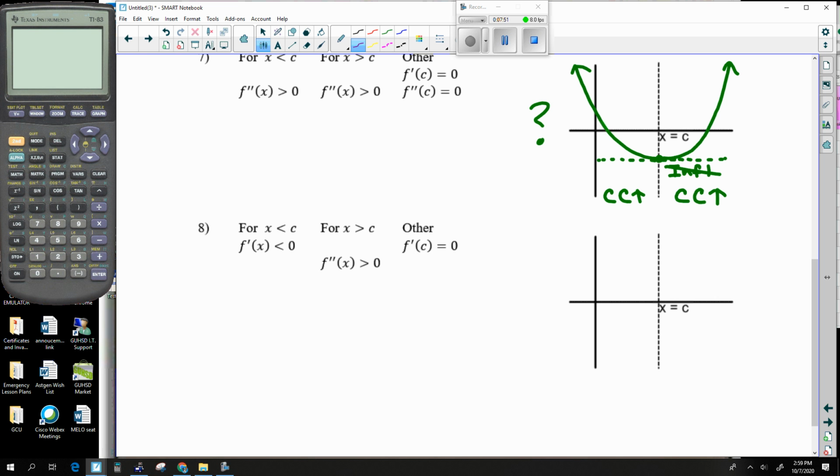All right. Here we have the left-hand part to be decreasing, because it's less than 0, decreasing. This is concave up. And then we have the derivative equal to 0 somewhere on here. This side is decreasing, this is concave up.